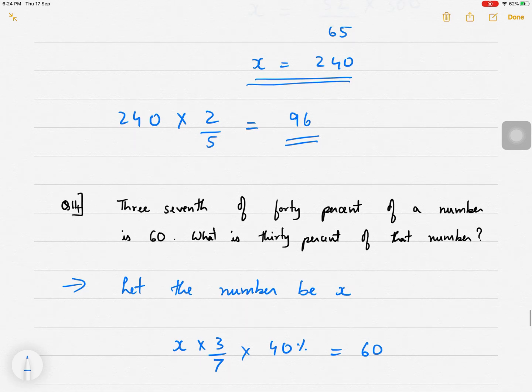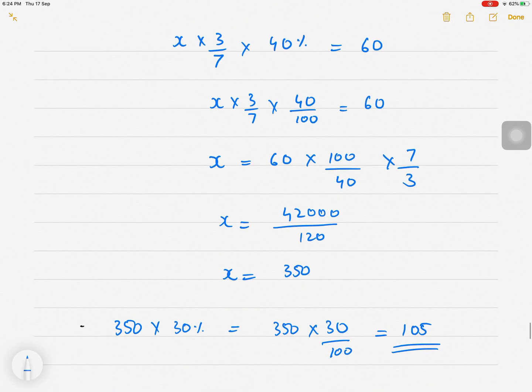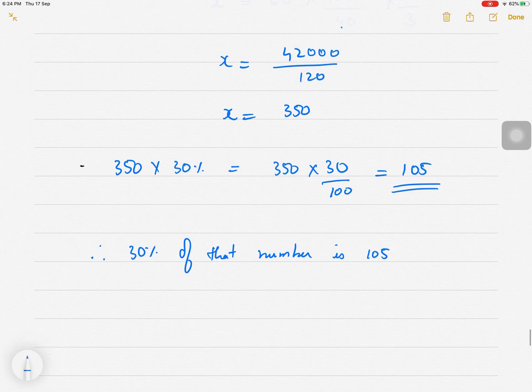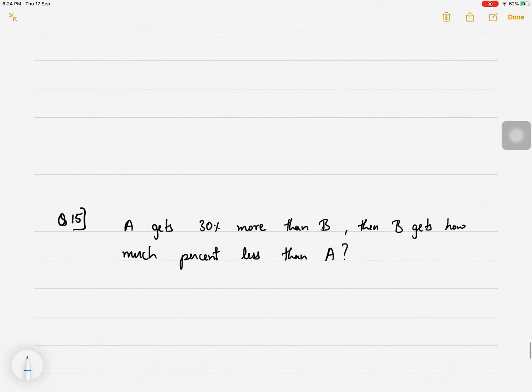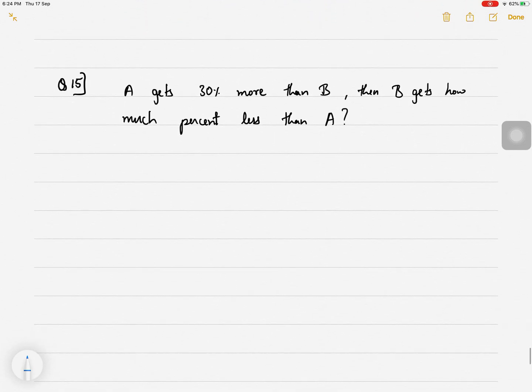Similarly, in the previous sum also you can write like that. Therefore 2/5 of that number is 96. Okay. Let's solve the next problem. This is the last problem of the day.